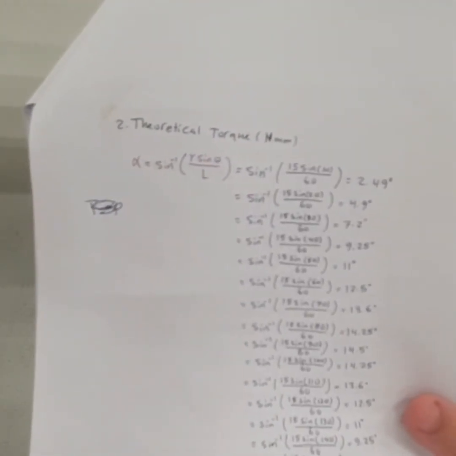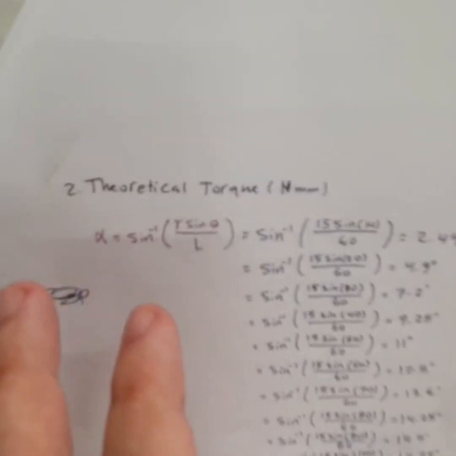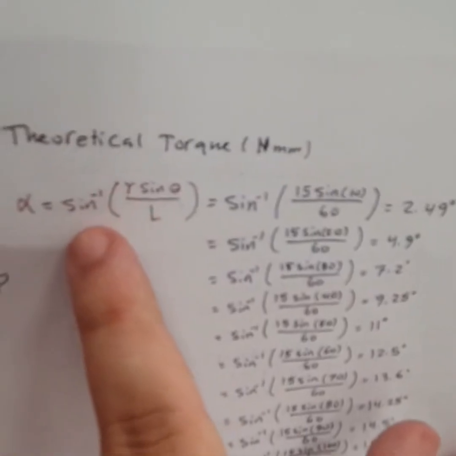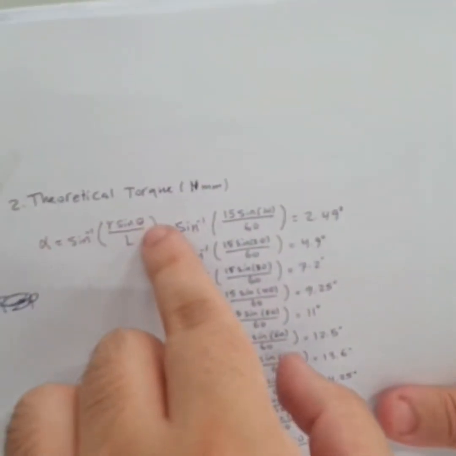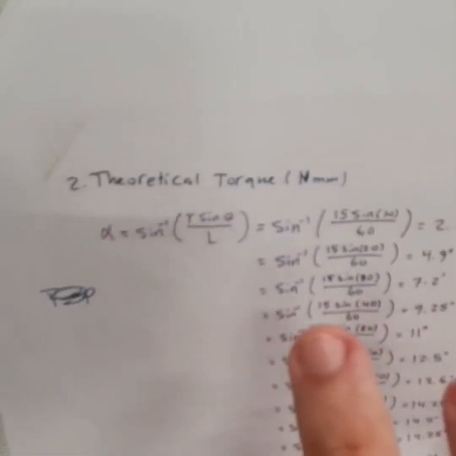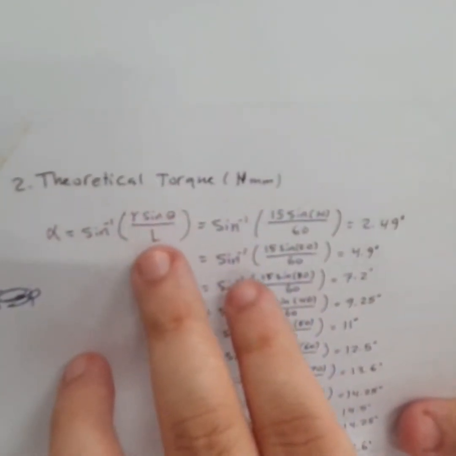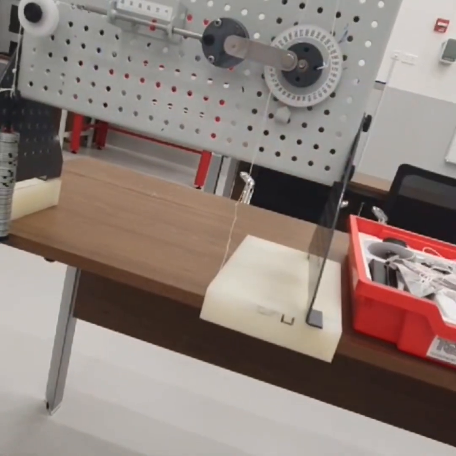And for the theoretical torque, first I had to find alpha, which is the angle, equal to the sine inverse of R. R is the radius of the crank. Then I took the sine of theta. Theta was the rotational angle, which was from 10 to 180 degrees that we used in the experiment. And then I divided this by L. L was the length, which was 60 millimeters, the length from here until here.